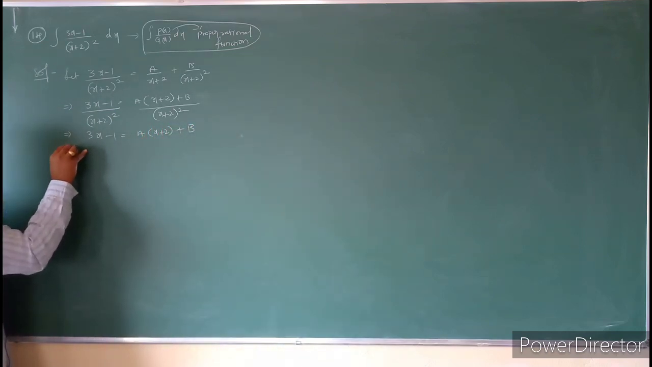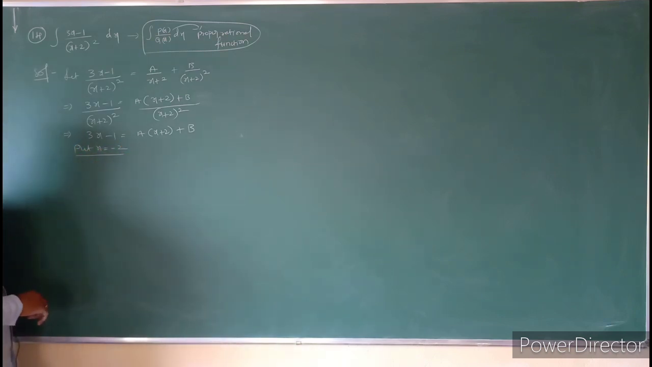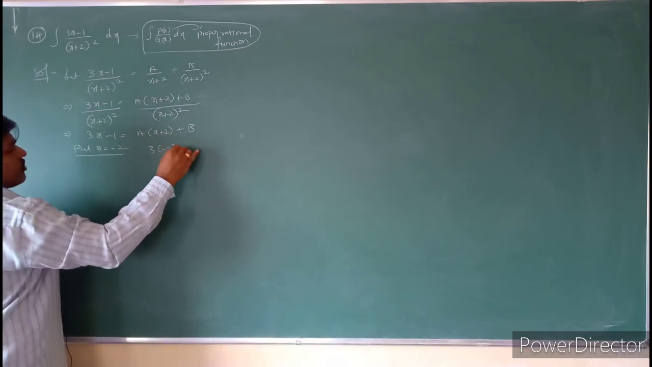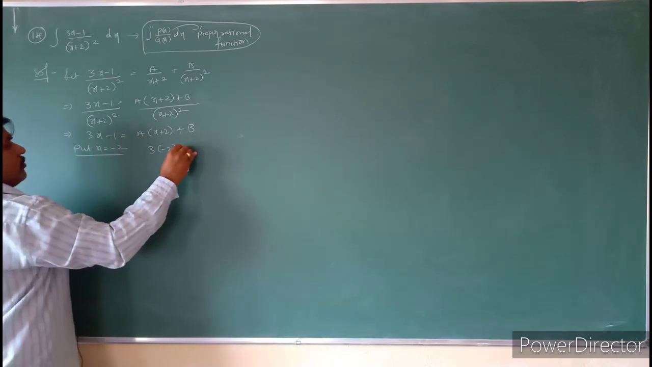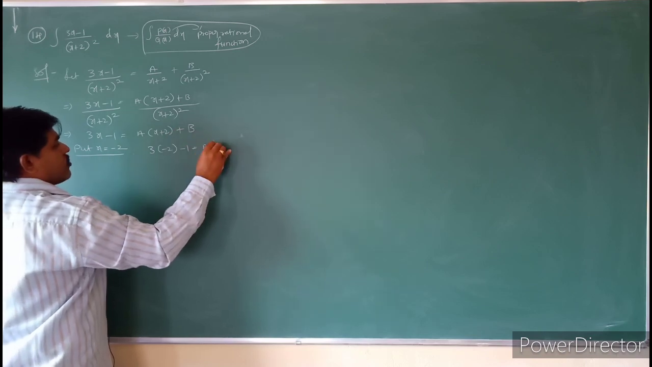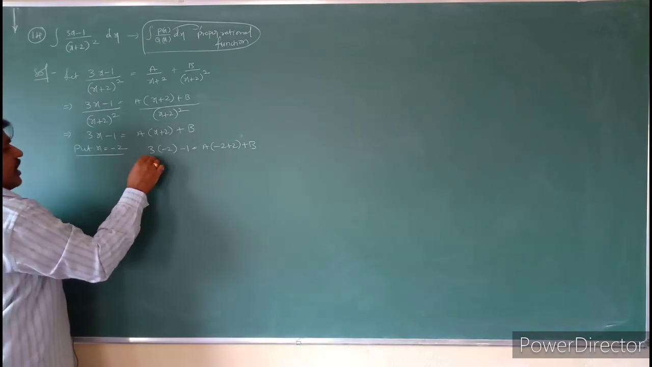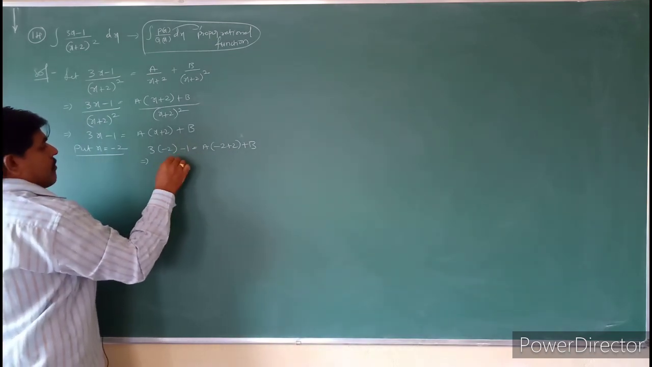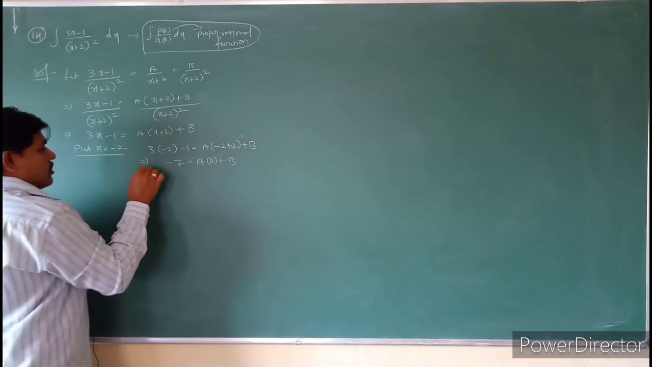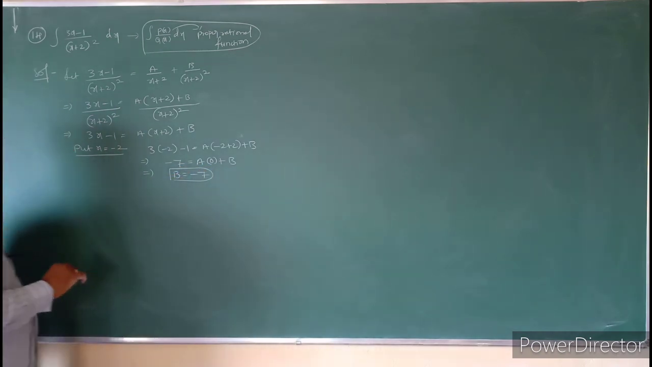So first, put x is equal to minus 2. What happens if x is equal to minus 2? So 3 into minus 2 minus 1 is equal to a into minus 2 plus 2 plus b. So minus 6 minus 1, that is minus 7, is equal to a into 0 plus b. So b is equal to minus 7. The b value is minus 7.